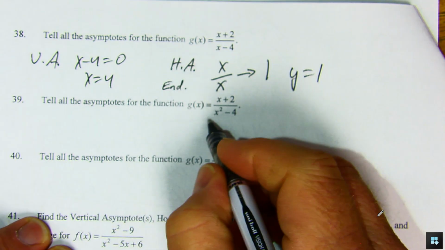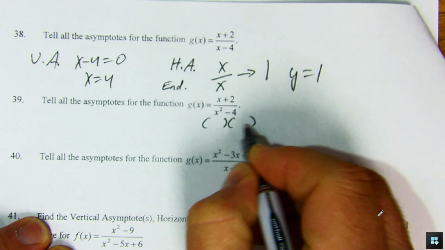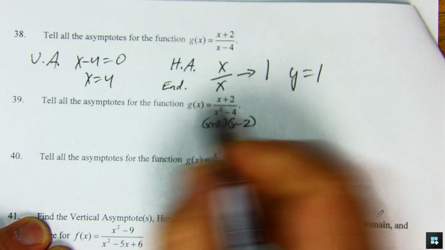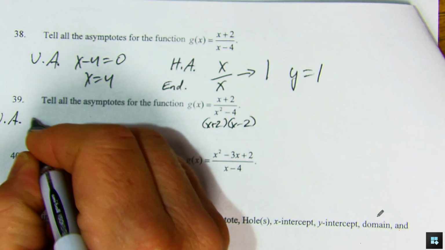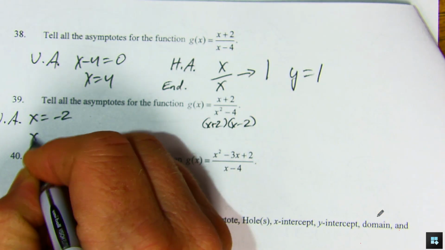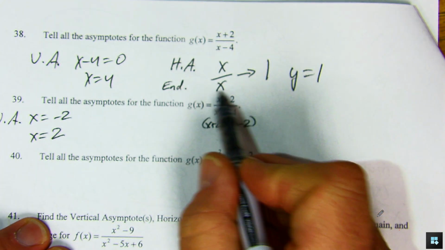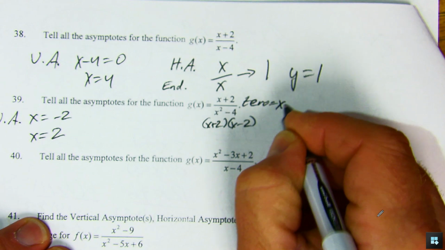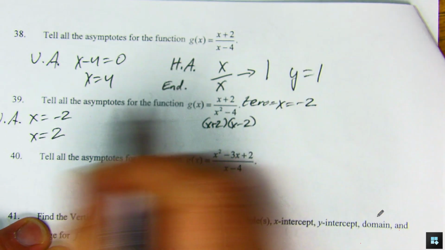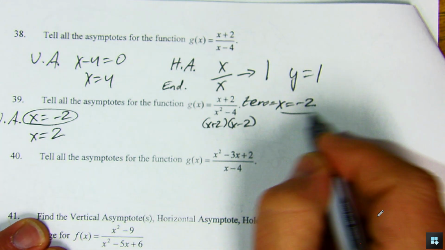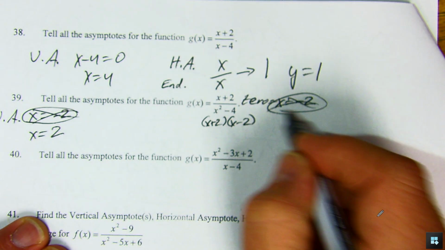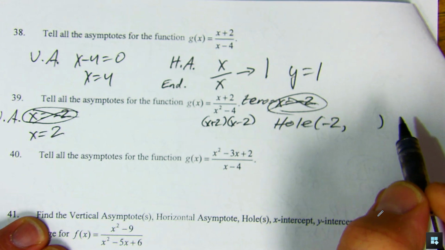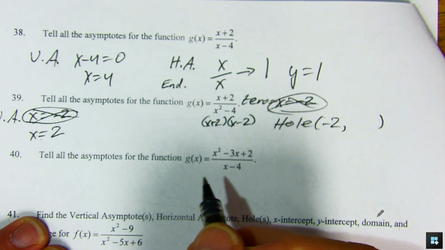Tell the asymptotes for this function. Sure. Factor out your denominator. We get x plus 2, x minus 2. At first glance, vertical asymptotes look like they're at negative 2 and 2. However, looking at the top, we can see there's a 0 at x equals negative 2, which means negative 2 is not an asymptote. It actually is a hole. So there's going to be a hole at negative 2 something. Vertical asymptote is x equals 2.